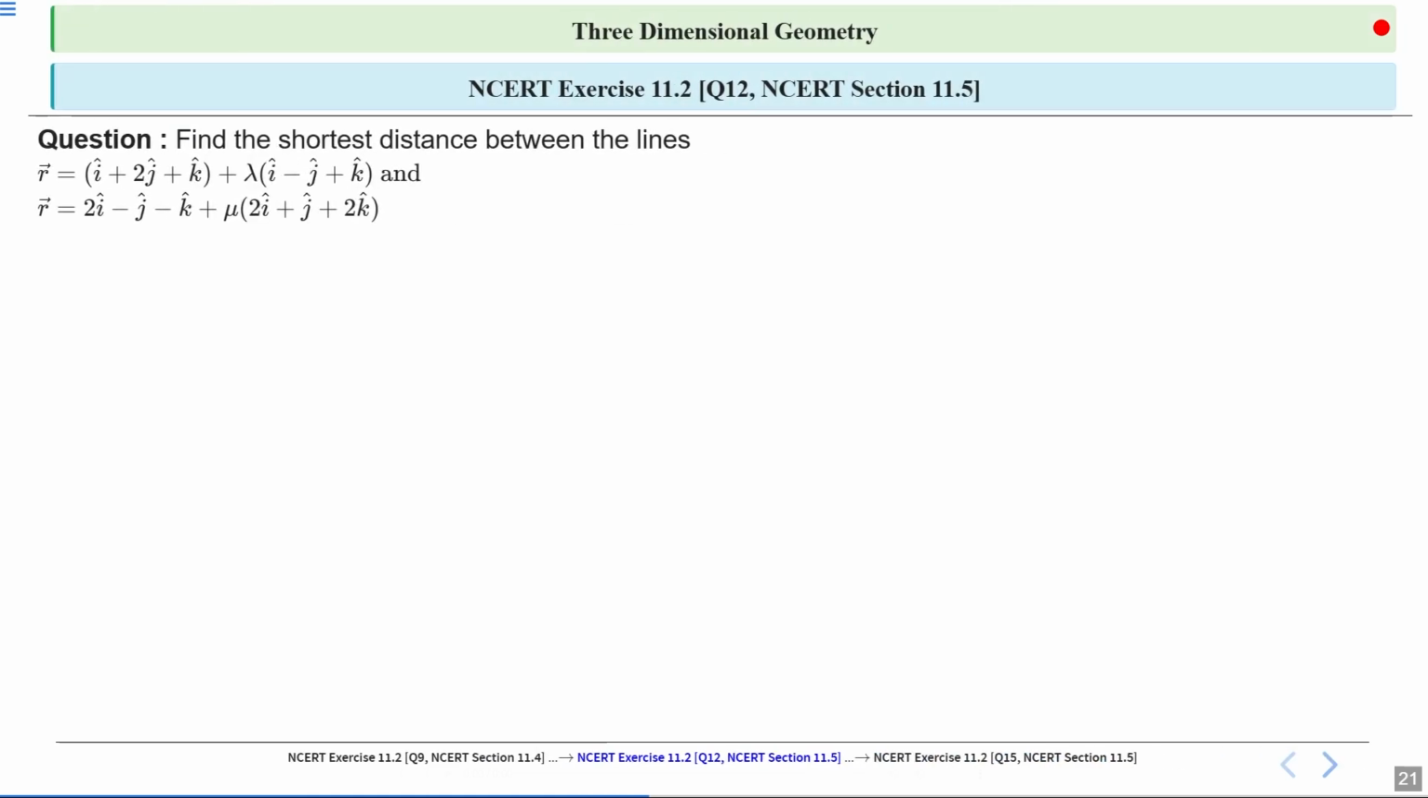NCERT exercise 11.2 question number 12. Here we have a question about three-dimensional geometry. We are asked to find the shortest distance between two lines given in vector form. We are given two lines. r vector is equal to i cap plus 2j cap plus k cap plus lambda times (i cap minus j cap plus k cap), and the second line is r vector is equal to 2i cap minus j cap plus k cap plus mu times (2i cap plus j cap plus 2k cap), right? We have to find the shortest distance between these lines, right?